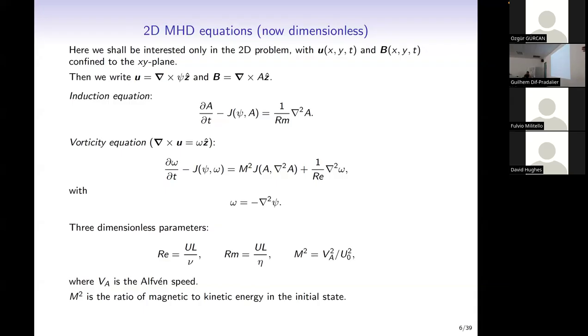So I'm going to have in mind a problem where I have a vortex with a kinetic energy and a magnetic field imposed upon it, which has magnetic energy. And M squared will be the ratio of the magnetic energy in this imposed field to the kinetic energy in the flow.